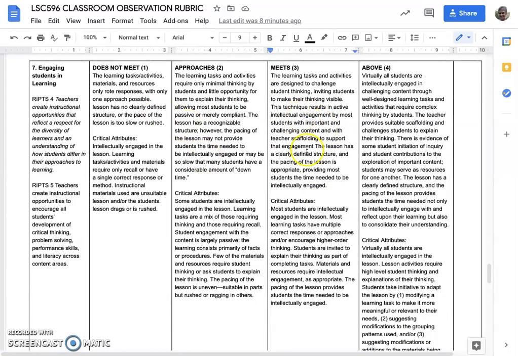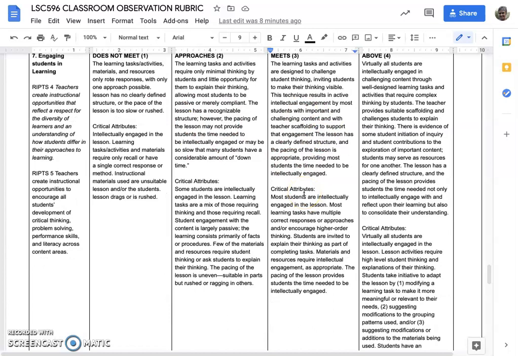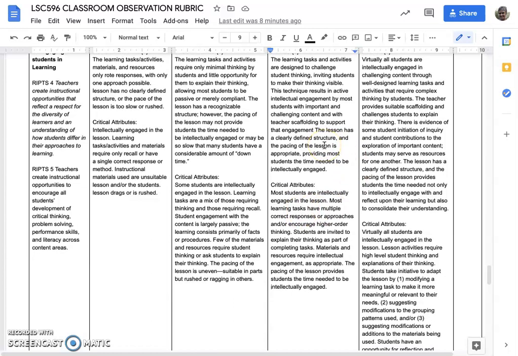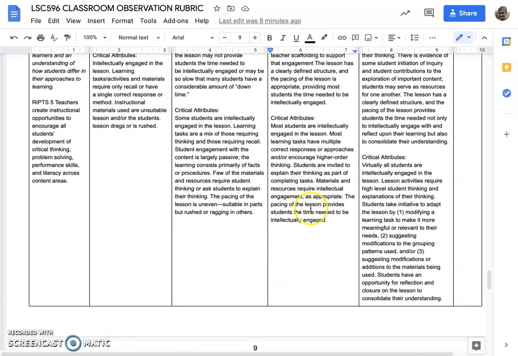Here is engaging students in learning. And actually, I think this ties with the questioning prompts, because if you're asking questions and engaging them in discussion, you're also engaging them in learning. I'll also be looking for interactive, student-centered learning activities that you learned about in 527 in this one.